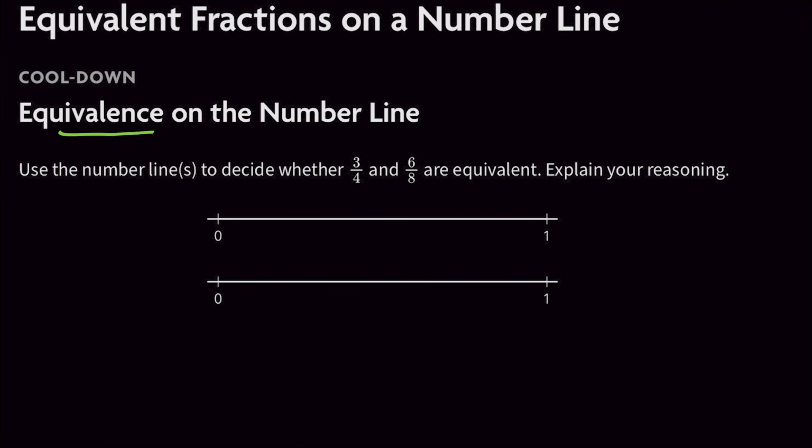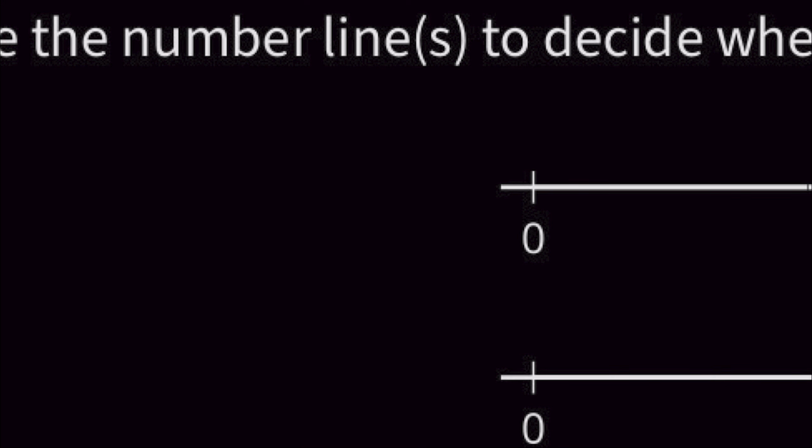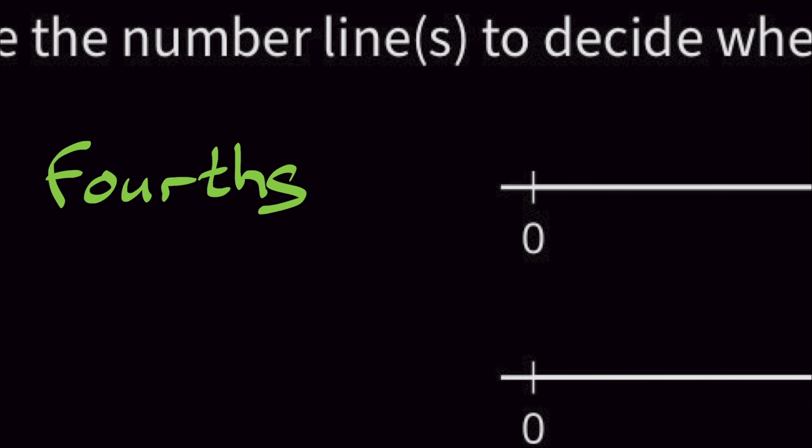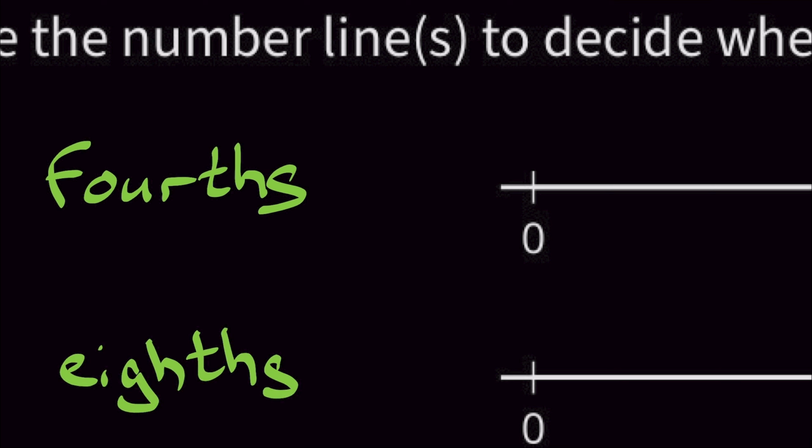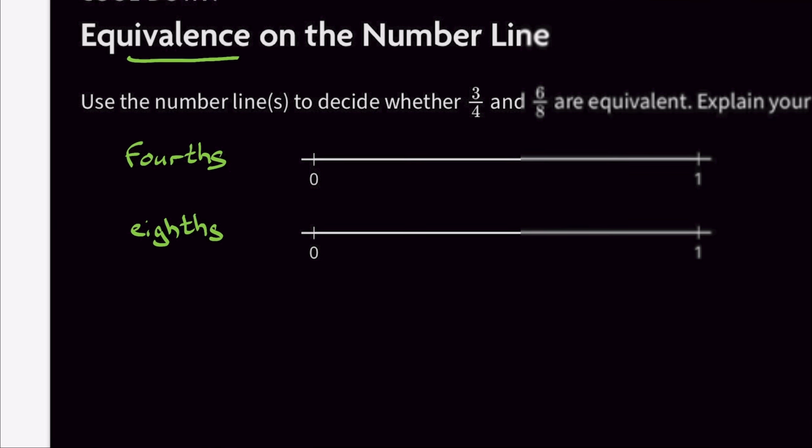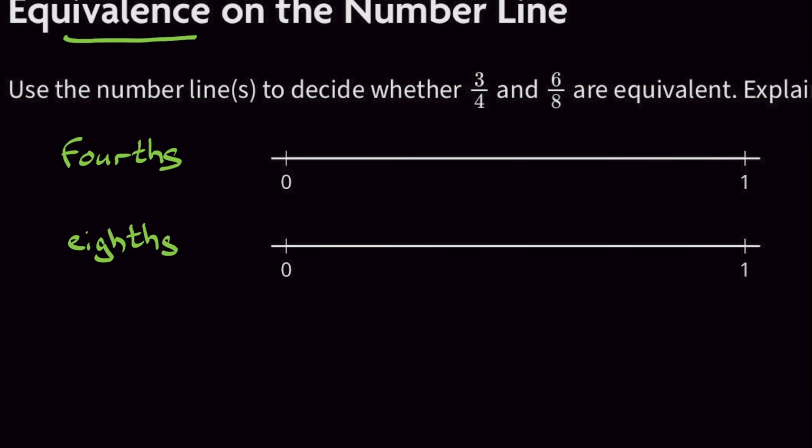So this first problem that we're going to take a look at deals with equivalence on a number line. You can see that the pictures given are of two number lines, both of them from 0 to 1 to show one whole. The first one is going to show us fourths, and the second one will talk about eighths. The problem wants us to decide whether 3/4 and 6/8 are equivalent. Do they talk about the same total part of the number line?